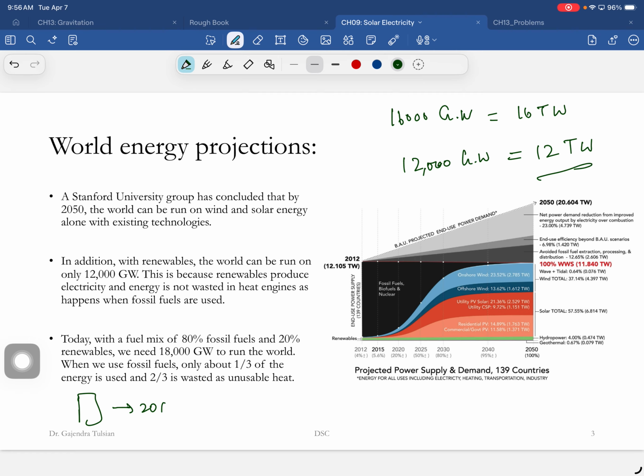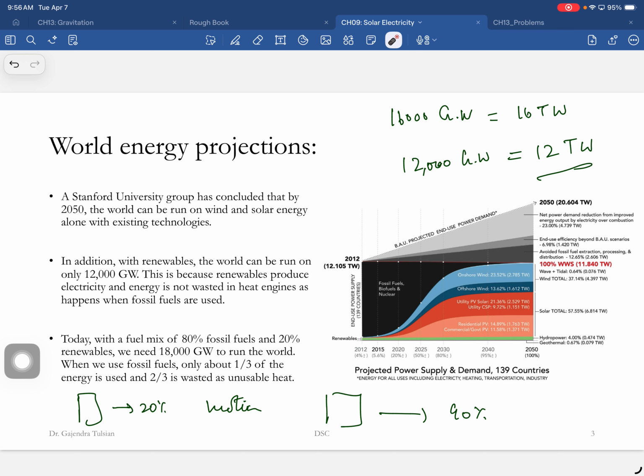Okay, so this group predicts here's where the energy would come from. Okay, so onshore wind, about 3,000 Hoover Dams. So a terawatt is 1,000 Hoover Dams. Okay, so onshore wind would be 3,000 Hoover Dams. Offshore wind would be 1,500 Hoover Dams. Photovoltaic solar would be 2,500 Hoover Dams. CSP is concentrated solar power.